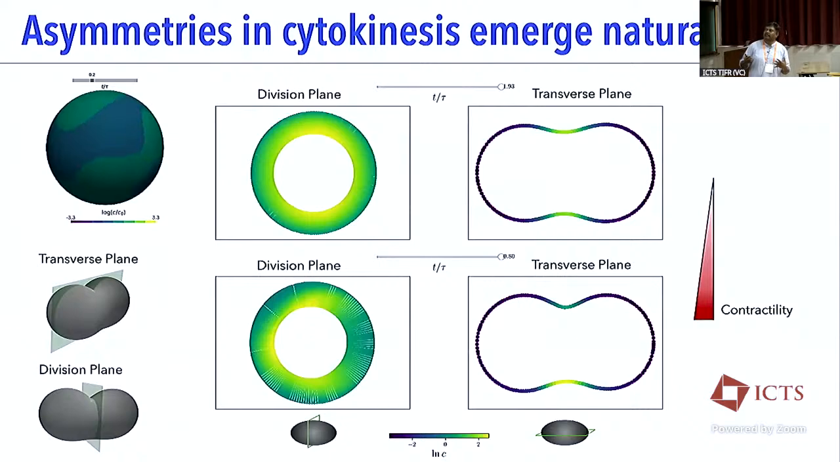If you're at the onset of the ring-like patterns, the flows are slow, and so you have enough time for diffusion, turnover, bending elasticity, things to isotropize and give you something which is symmetric. If you're doing it very fast, you're not giving it enough time to relax. So any anisotropies, any inhomogeneities will get amplified. And that's what gives rise to the asymmetric ingression.